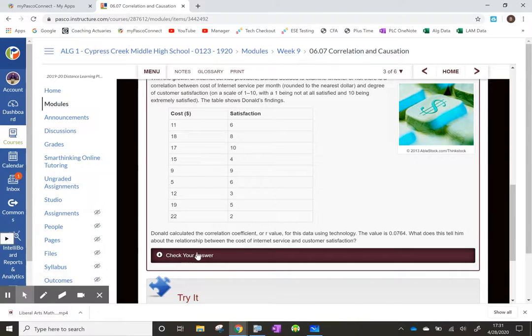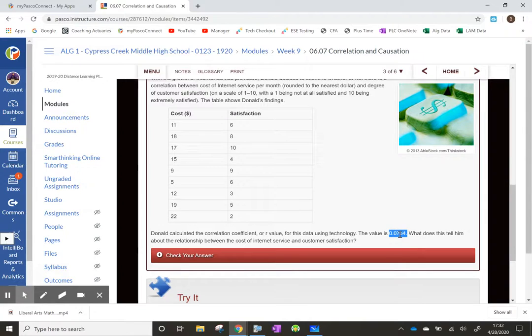So when you look at this data value, Donald calculated the correlation coefficient, R, which normally you wouldn't do by hand. If you want to get the actual R value, you would use a graphing calculator to do that. So obviously we're not going to try to make it ourselves. We're just going to know what it means. So his correlation coefficient was 0.0764.